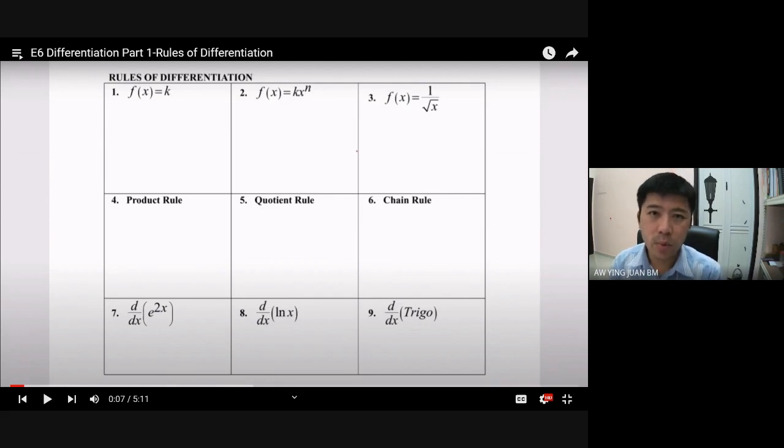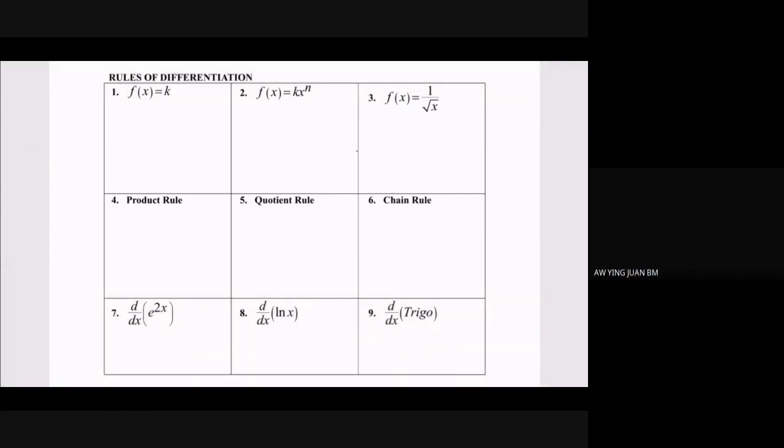So mari kita mula. In this video, I'm going to discuss the rules of differentiation. So kindly refers to this page, and we have several types of differentiation. So the first one is f(x) equals to k, where the k is a constant. If we differentiate the f, we will have f prime x is equals to 0, because every time when we differentiate constant, we will have 0.